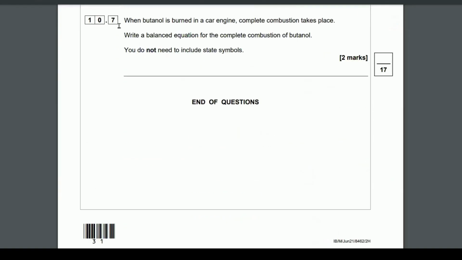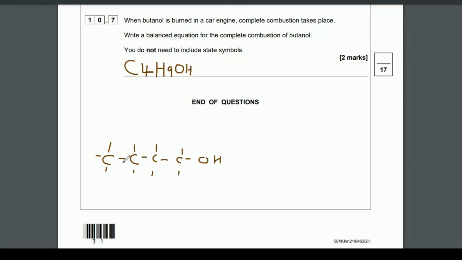And the final part to the question, 10.7, when butanol is burned in a car engine, complete combustion takes place. Write a balanced equation for the complete combustion of butanol. You don't need to include state symbols. Wunderbar. So butanol is C4H9OH. Hold on, is that butanol? Gonna double check, folks. I should know my alcohol general formula off by heart and be able to work that out, but I'd be lying here if I said I can remember it.